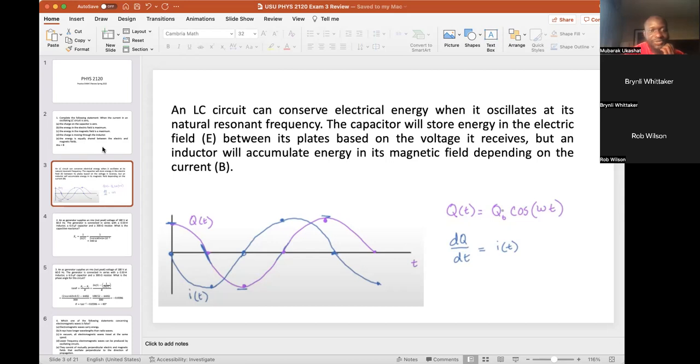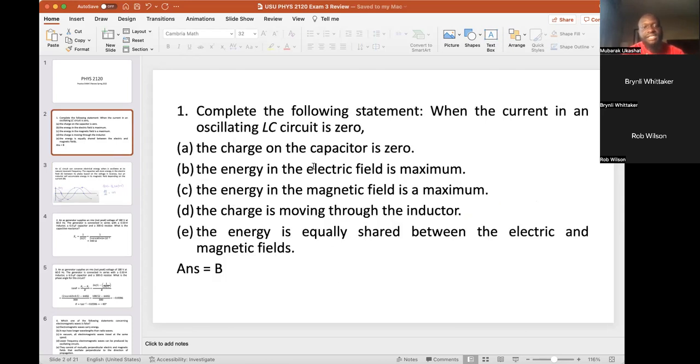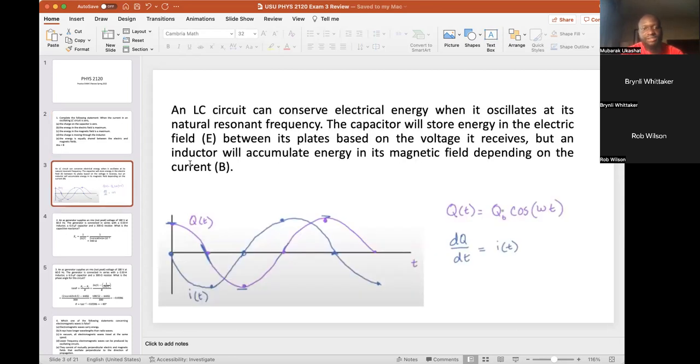And what does that tell you? When your charge is maximum, it means you have a lot of charge in the capacitor. Charge has nothing to do with the inductor. So the electric field becomes maximum, the energy in the electric field becomes maximum. And because the energy in the magnetic field in the inductor is determined by current, when current is zero there will be no energy stored in the magnetic field. Does that make sense?